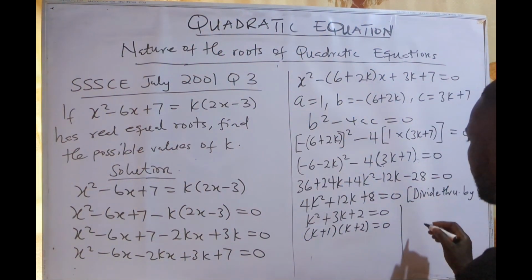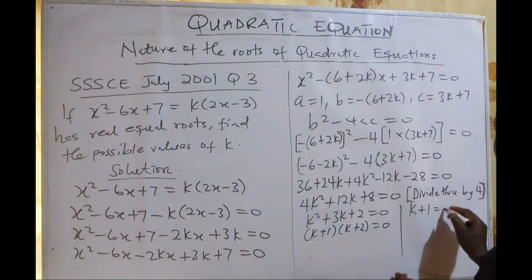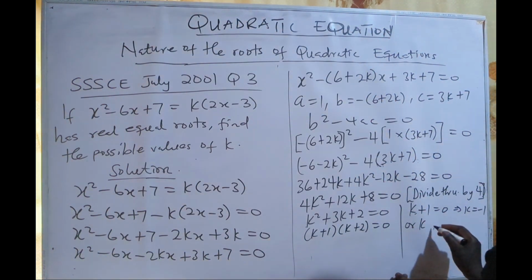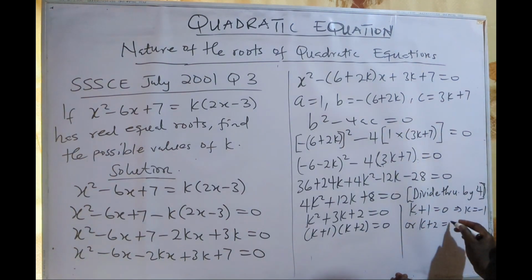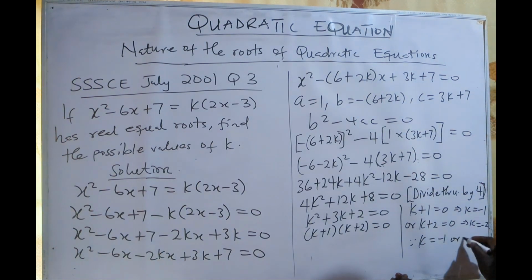Either I have k plus 1 equal to 0, where k is negative 1, or k plus 2 equal to 0, where k is negative 2. So the values of k will be negative 1 or negative 2. So these are the possible values of k, negative 1 and negative 2. So I think that is well understood.